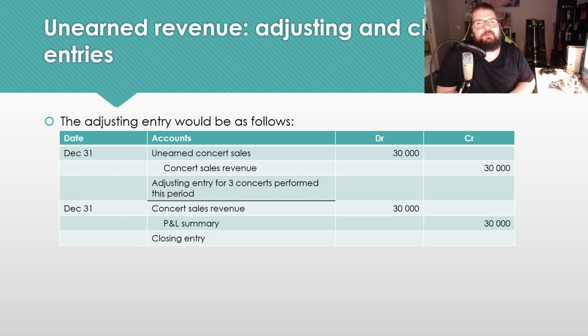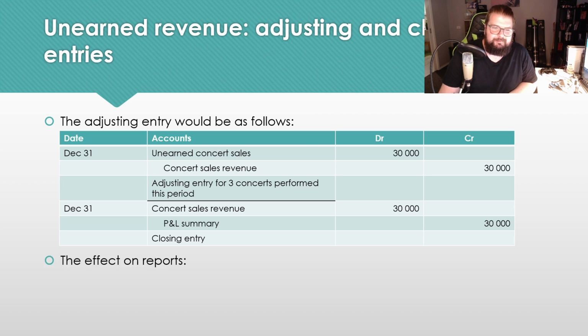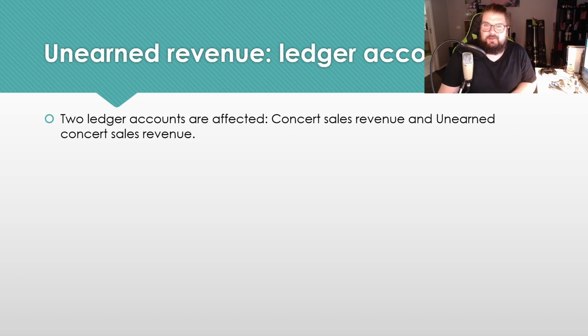So the initial entry would be that we'd receive $100,000 in cash, and we would actually create a current liability called unearned concert sales, and that would also be $100,000. And what we do is, as we earn it, we decrease that liability and increase our revenue. And you can see that when we get to our closing entry into P&L, it's closed off that $30,000 as expected. Having a look at the ledger accounts, you can see the following.